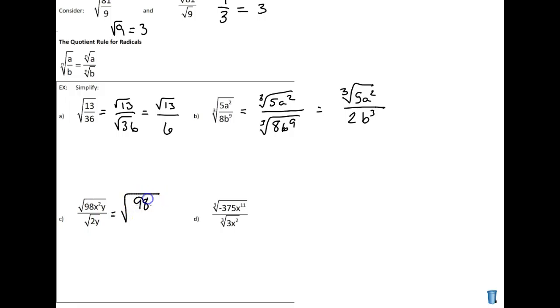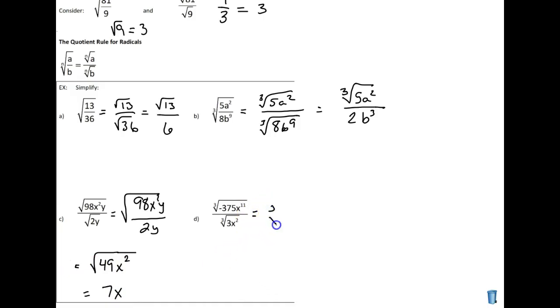So the square root of 98x squared y over the square root of 2y. Then go ahead and simplify. What's 98 divided by 2? That's 49. And what's x squared y divided by y? That just becomes x squared. Square root of 49 is 7. Square root of x squared is x. So my final answer in that case is 7x.